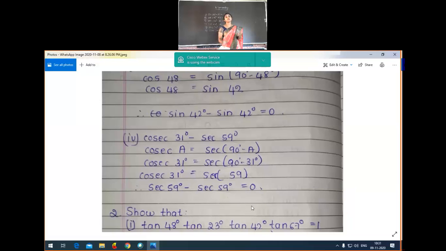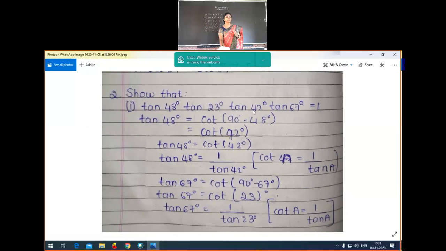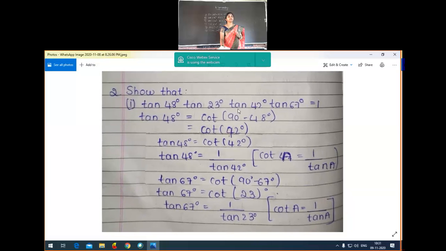This is about the first main 4 problems. Is that clear? Very simple problems. Okay, now we'll go to the second main problem. Show that tan 48 degree into tan 23 degree into tan 42 degree into tan 67 degree is equal to 1. We have to show that.